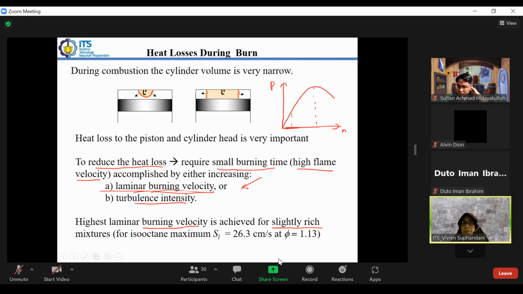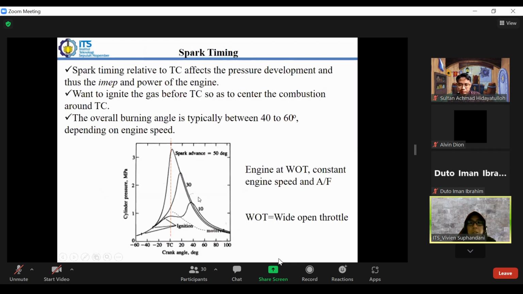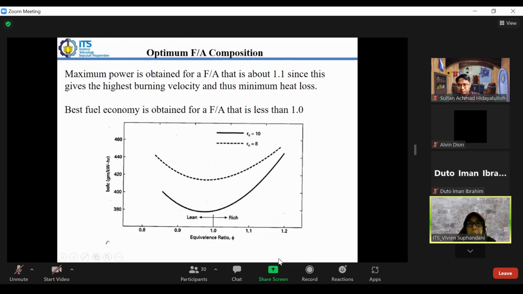Okay. So this is dealing with heat loss, and it relates to this one, so that we will have the fuel air composition, in which we have the equivalence ratio, which we have discussed before. The equivalence ratio here is the ratio between the fuel air ratio of the actual over the fuel air ratio of the stoichiometric.